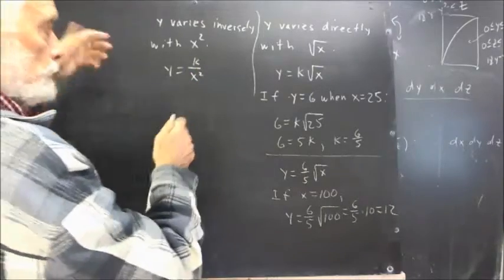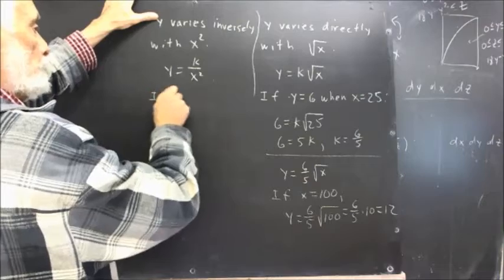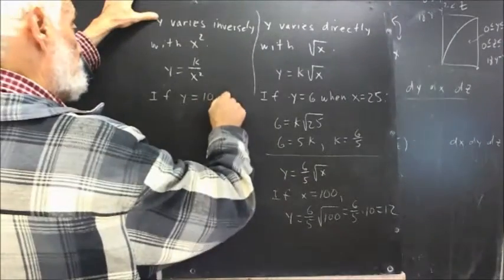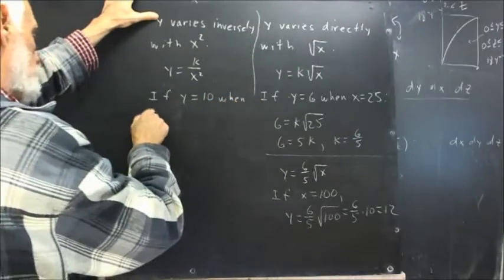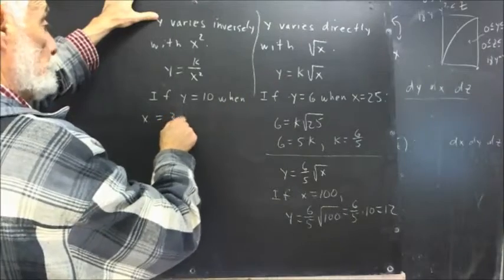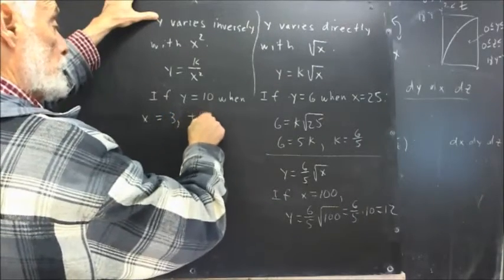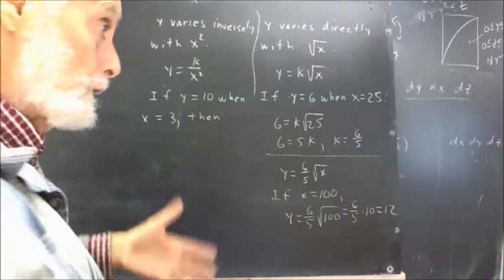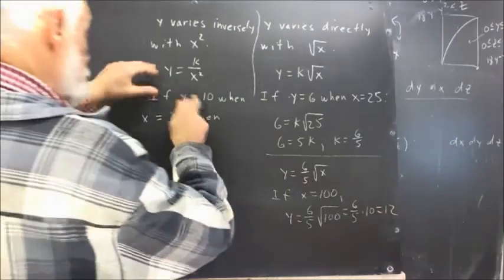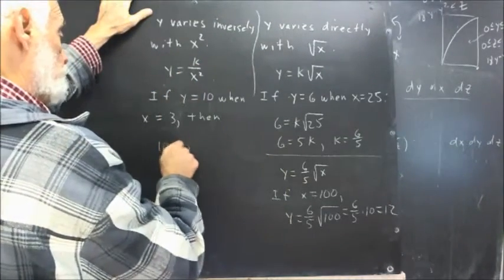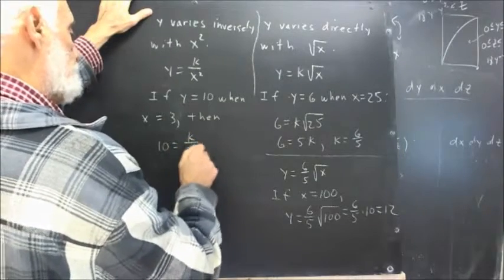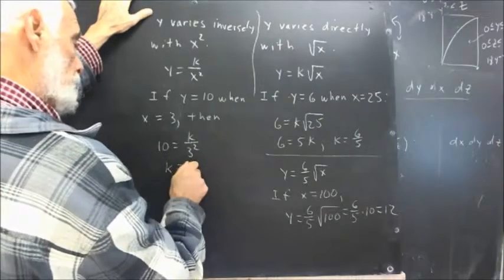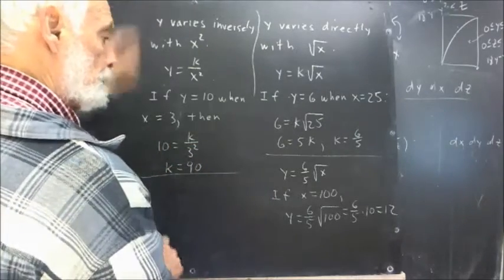Now, let's just say if y equals 10 when x equals 3, then what can we conclude? What are we going to do? Just pause, think about it. But okay, we're going to put the 10 and the 3 into this equation. We're going to say 10 equals k over 3 squared. And we can easily solve that. 3 squared is 9. Multiply that by 10. K equals 90.